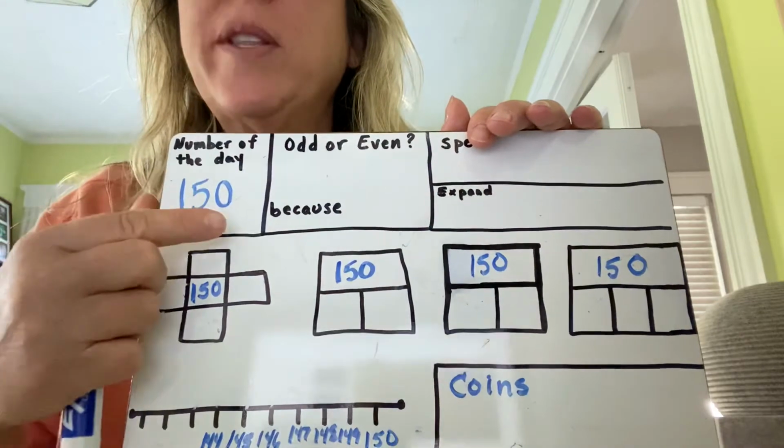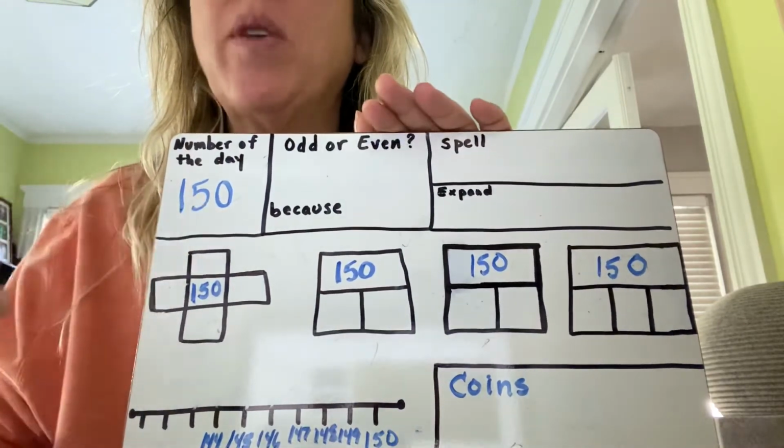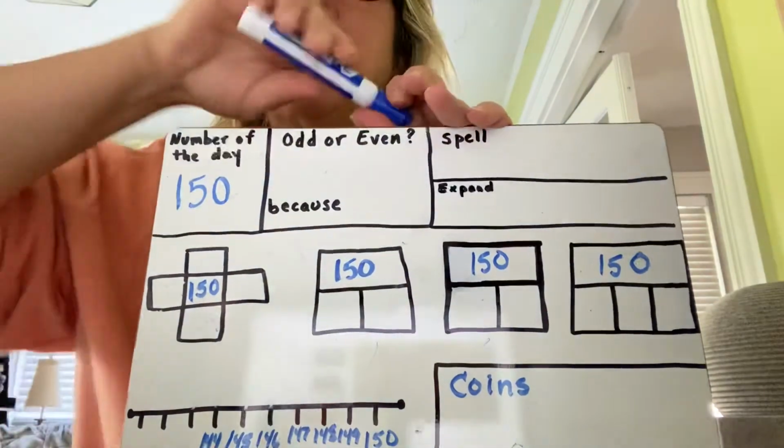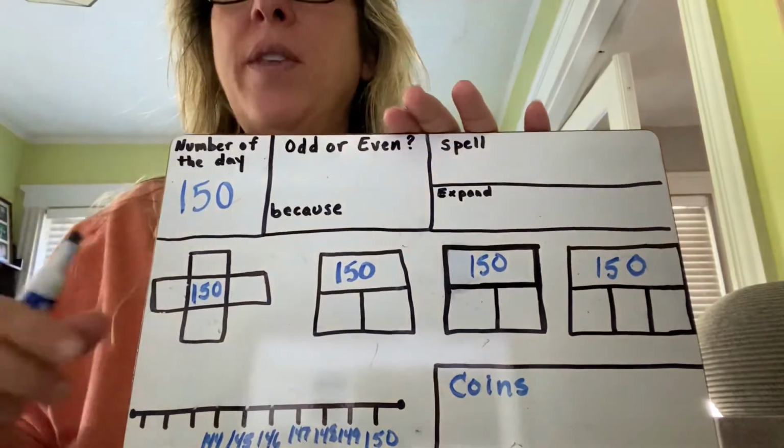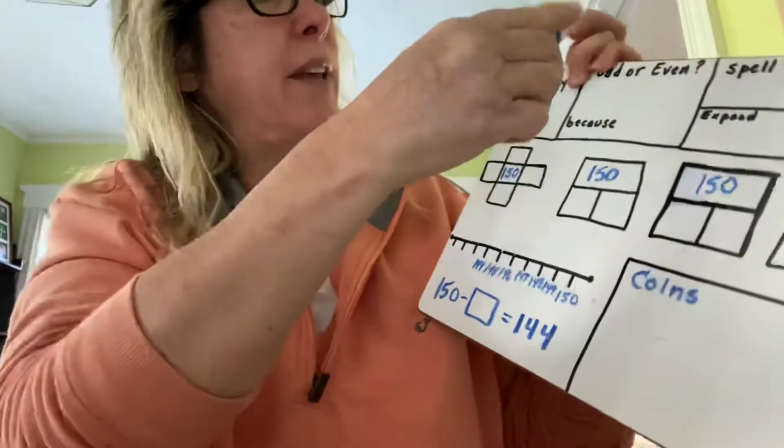Well, let's look at the ones place. It has a 0 in the ones place. When there's a 0 in the ones place, we know that the number is even.